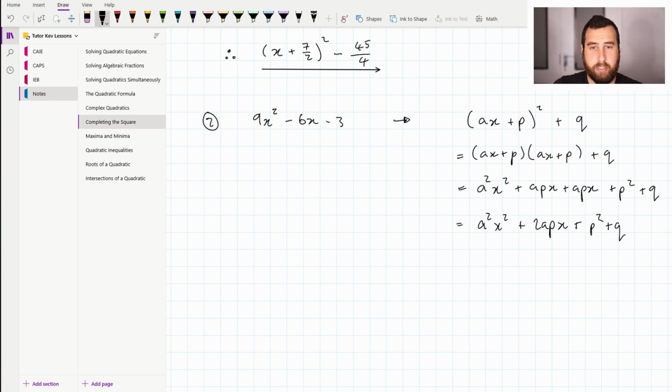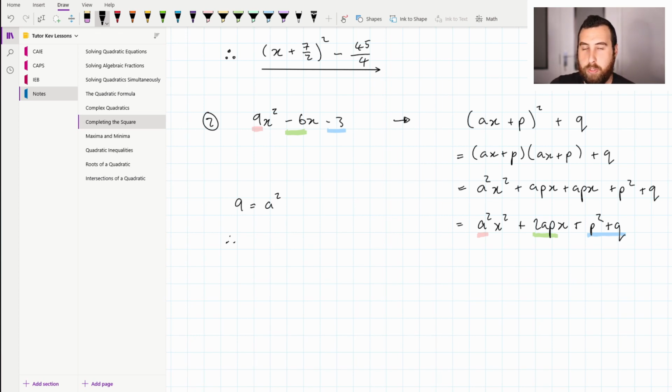So here we're going to see that our constant for our x squared term must be equal to a squared. Our constant for our x term must equal 2ap. And our constant for our constant term in our quadratic must be equal to p squared plus q. So now we're going to make them equal to each other, solve, and get our values of a, p, and q.